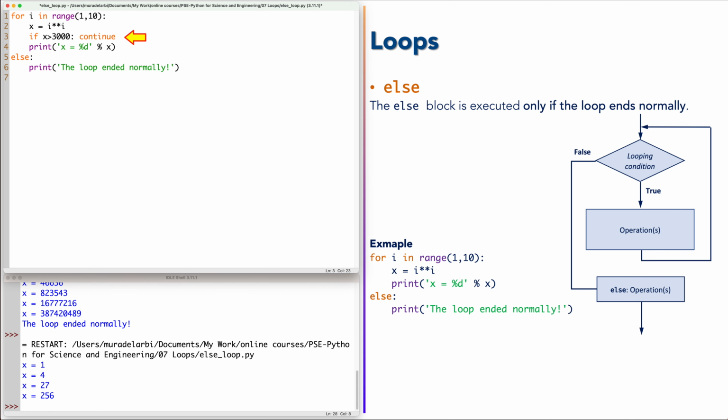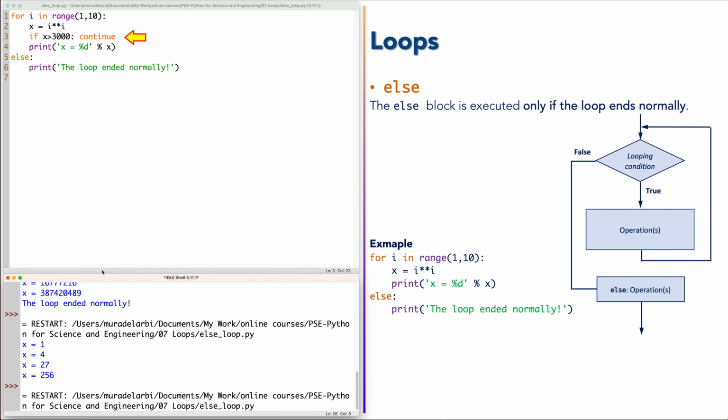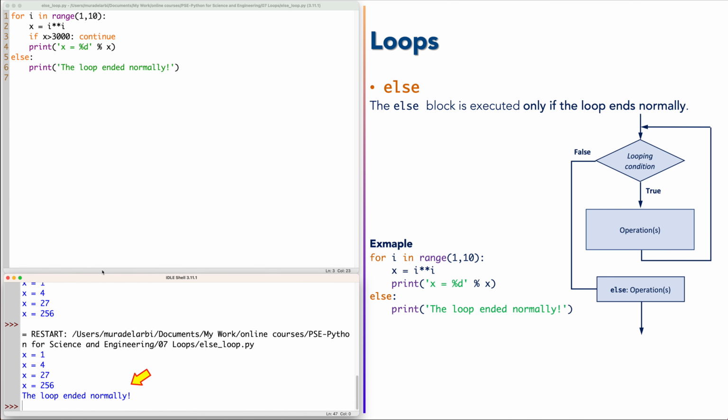By replacing the break statement by continue, as we see here, let's run the code. The message, the loop ended normally, has been printed because the loop continued to the end without interruption.